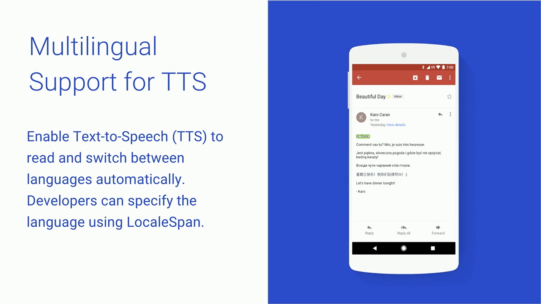If you're a developer and you would like to trigger language automatic switching, you can use locale spans. You have to wrap your strings in locale spans to trigger that change. But before you get excited, let me show you how actually the language switching feature works.